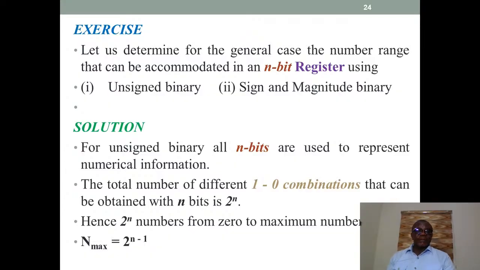Hence, 2 raised to power n numbers from 0 to the maximum number. So the maximum will be n max equals 2 raised to power n minus 1. If we use 8 bits, remember we start from 0, so the maximum number will be 2 raised to power 8 minus 1.